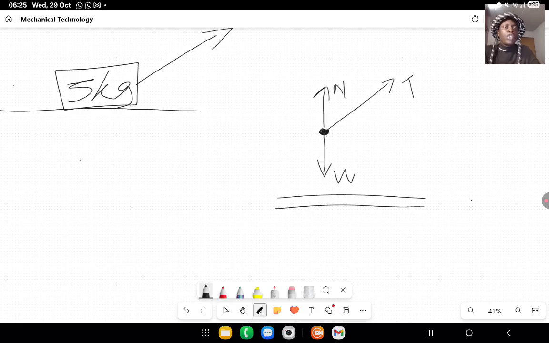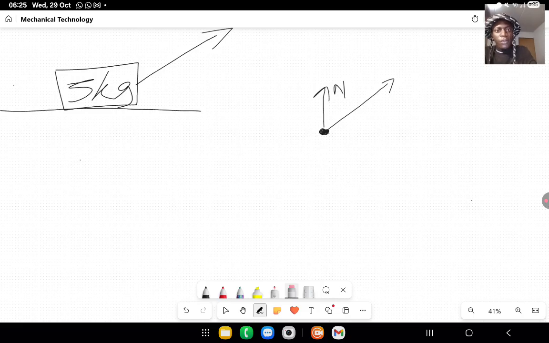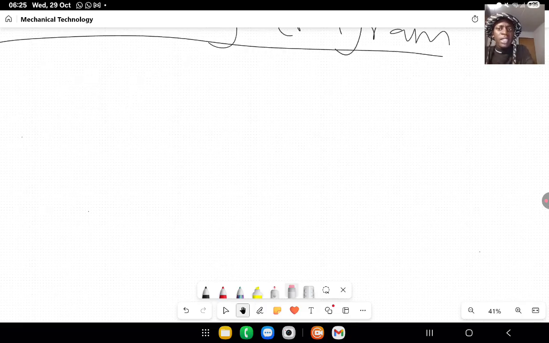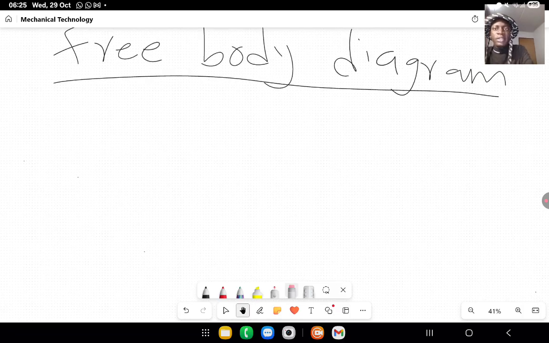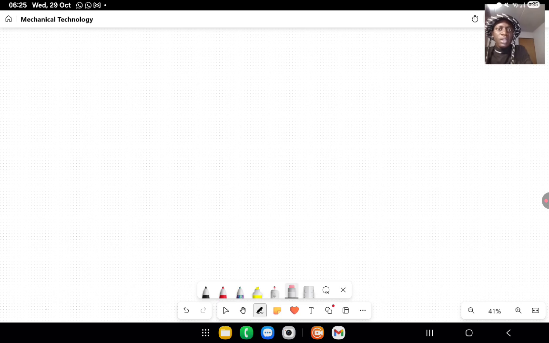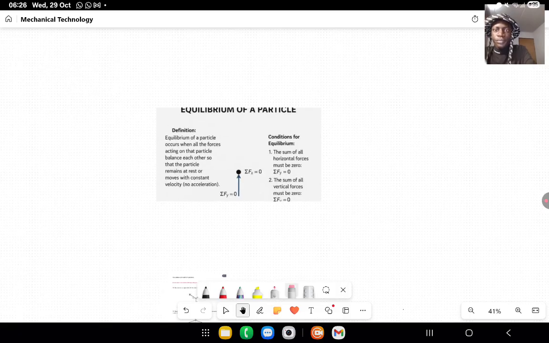So this is how we draw our free body diagram. A free body diagram shows all forces acting on an object. If you know the definition of a free body diagram, you will know how to apply it. Okay, for now, let's take an example. I have many examples with me here, so we'll do them together in order for us to understand better and better.